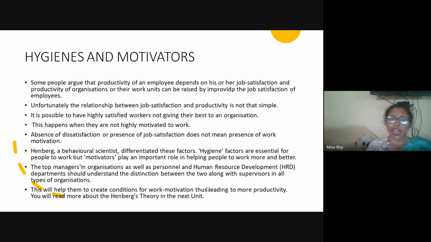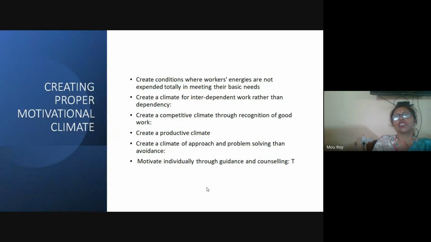That is very important. You need to create a proper motivational climate, a productive climate where the employees are motivated and become more enthusiastic to give their better, for the betterment of the organization. There should be an approachable climate with a problem-solving attitude with the employees. So create a climate of approach and problem-solving, rather than avoidance. Motivate individuals. You need to motivate employees. Sometimes they require individual motivation. You should motivate them properly, guide them properly, counsel them.